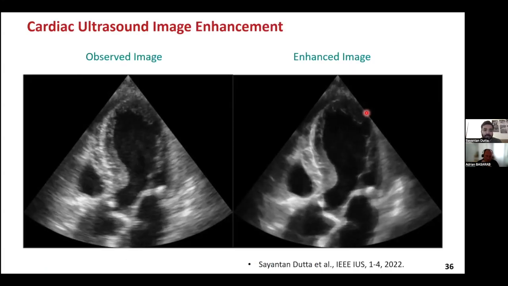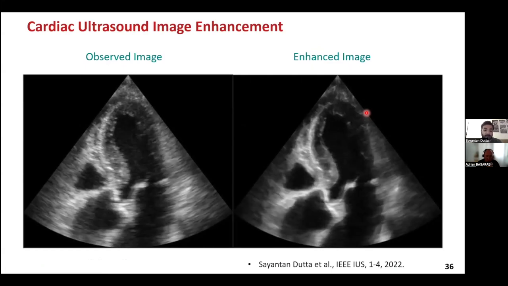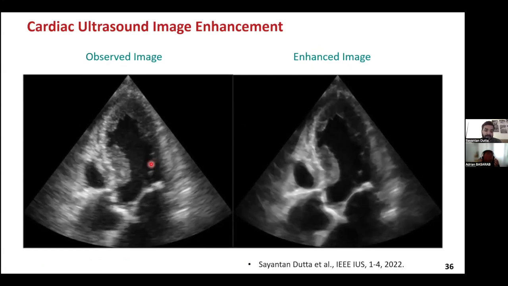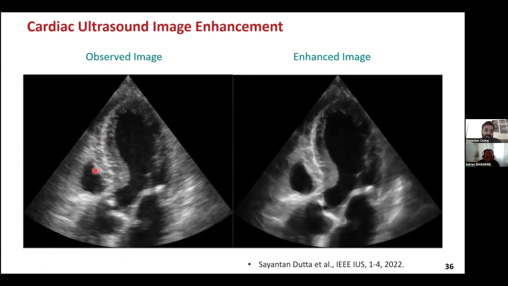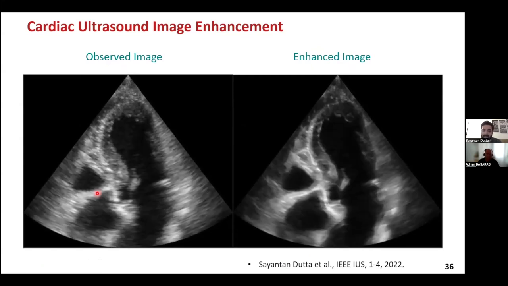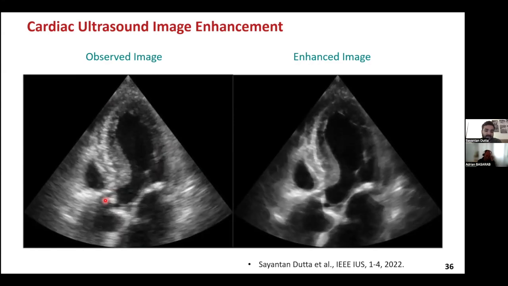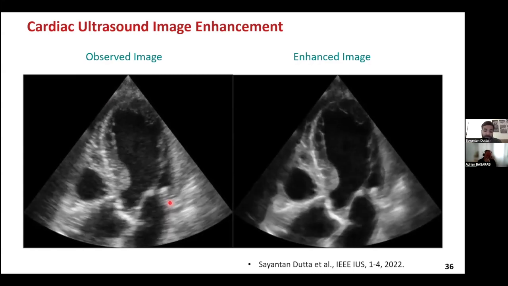And we further study the same model for the cardiac ultrasound image enhancement problem. So this is the cardiac data. You can see this is real human cardiac data, acquired during a regular health checkup from a patient. You can see there is significant speckle present, and also the resolution is not good.